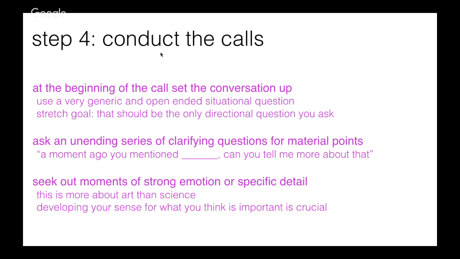Seek out moments of strong emotion and specific detail. When people get specific about anything they're talking about, it tends to communicate that there's an intense level of interest, even if they don't express it that way with their inflection and intonation. Specific details and strong emotions are the cues that we want to use to dial more deeply into things and ask clarifying questions. You need to develop your sense for what you think is important by watching those things very carefully.